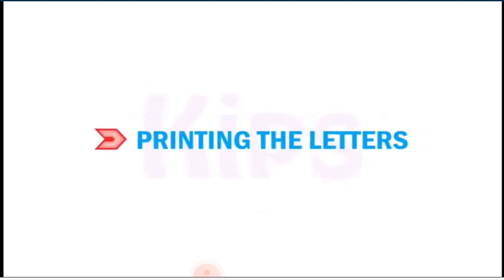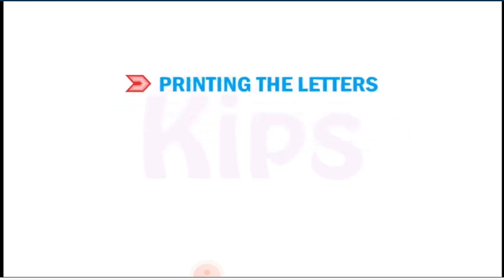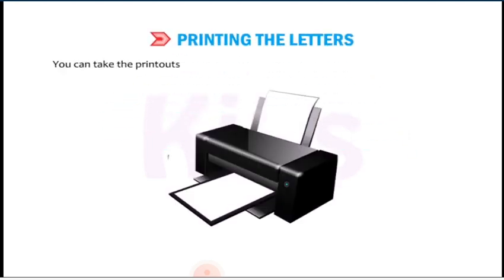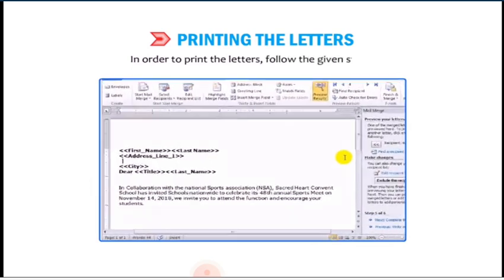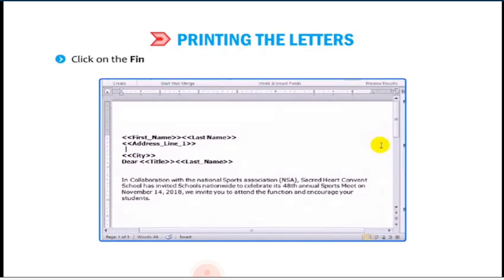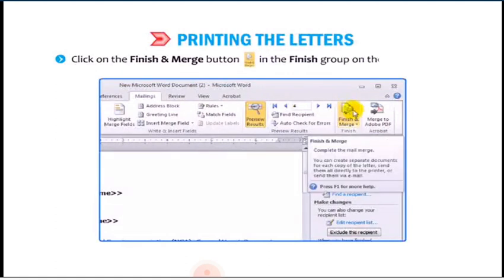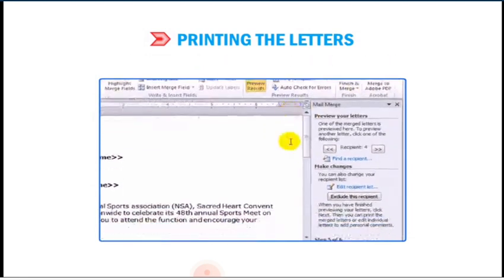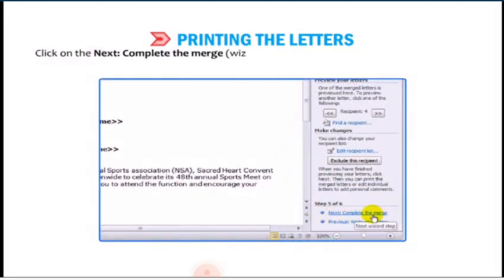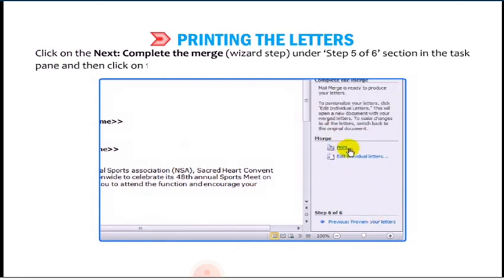Okay, students, let me now tell you how to print the letters. You can take the printouts of your letter with the merged data of your data source. In order to print the letters, follow the given steps. Click on the Finish and Merge button in the Finish group on the Mailings tab. Select the Print Documents option from the drop-down menu. Or click on the Next, Complete the Merge Wizard step under Step 5 of 6 section in the task pane and then click on the Print option under the Merge section.